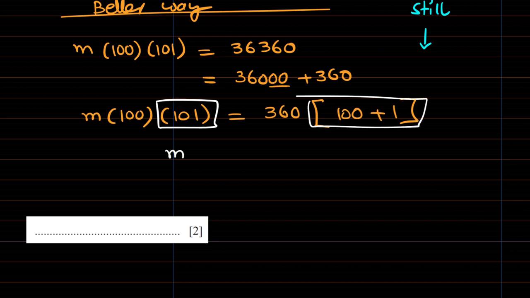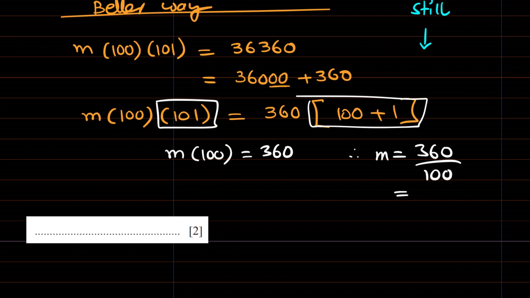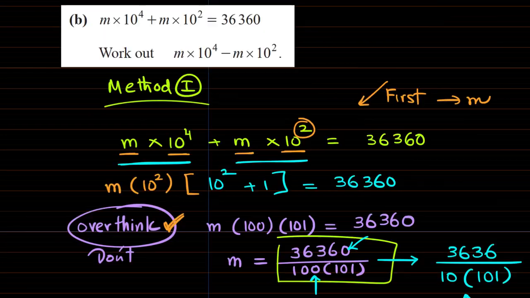So therefore m into 100 is 360. Therefore m is 360 divided by 100. Yes, you guessed it right. That comes out to be 3.6. That's the value of m. But the question is not over yet. What are we evaluating?